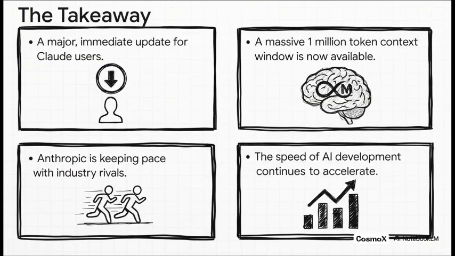So let's boil it all down. What do you really need to remember? First, if you're a Claude user, you just got a big, free upgrade right now. Second, that massive 1 million token context window is now available, and it's a huge new tool in your toolbox. And from a bird's eye view, this proves Anthropic is absolutely keeping up with its rivals, and that the insane speed of AI development is only getting faster.